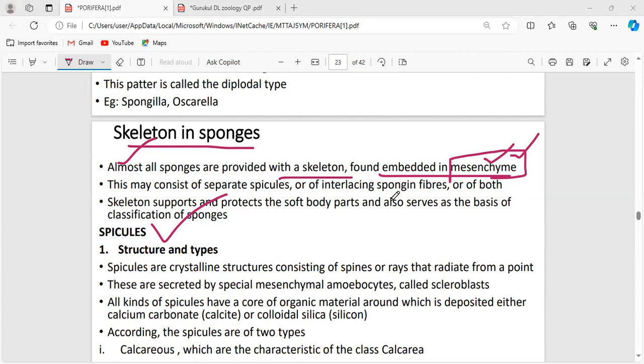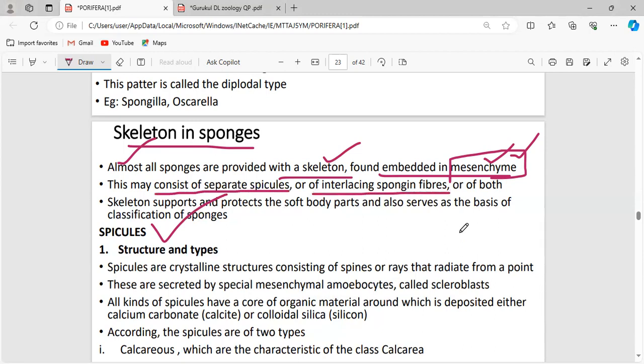A few minutes before I explained this. What is the name of the cells? Outer layer pinacocytes, inner layer choanocyte cells which have the flagella in them. And what are the cells in the middle? Very good, amoebocytes. Super. Now, this skeletal system is embedded in the mesenchyme cells. This may consist of separate spicules or of interlacing spongin fibers.